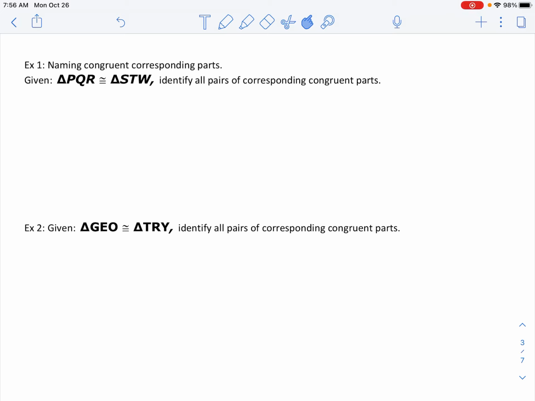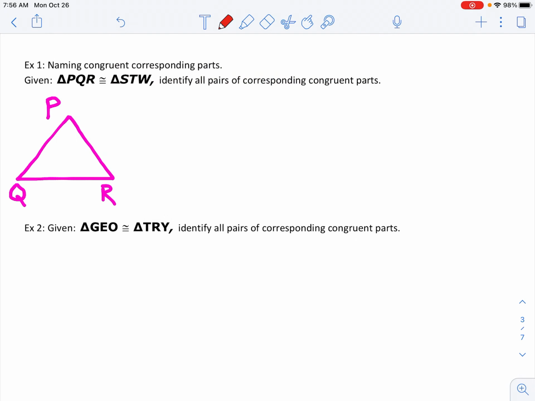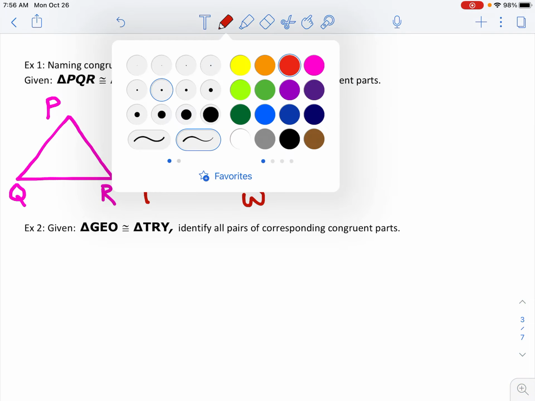Now we're going to get to actually drawing a picture and labeling everything that's true. All right, so you'll notice this picture says triangle PQR is congruent to triangle STW. So I'm going to draw my first picture and I'm going to stay with the pattern PQR. I'm going to draw my second picture and I'm going to label my letters in the same pattern so that I know things mark up and stay in the same spot. So S, T, W. Notice we stayed with a pattern.